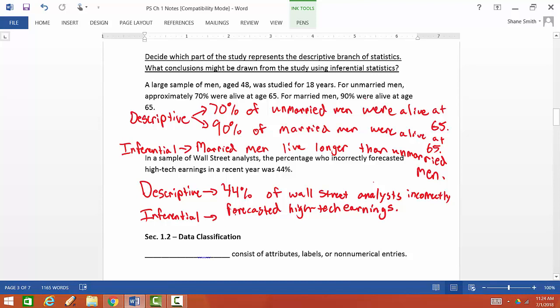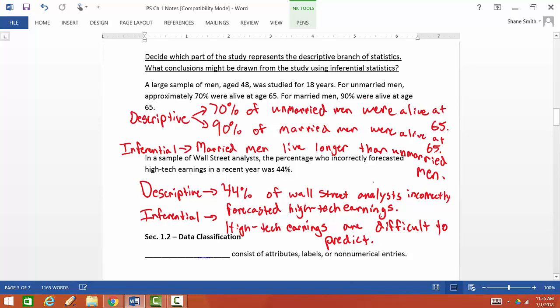Okay. What's an inference you can make from this? Well, maybe, if you know anything about Wall Street and stocks, high-tech earnings are difficult to predict. And keep in mind, this is 44%. That's almost half of Wall Street analysts, which this is basically their job, is to forecast what's going to happen. So if half of people are professionals and they're not correctly forecasting, well, high-tech earnings are difficult to predict. It may just be a difficult job.